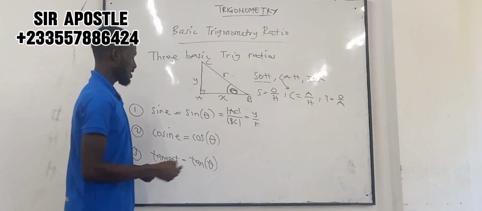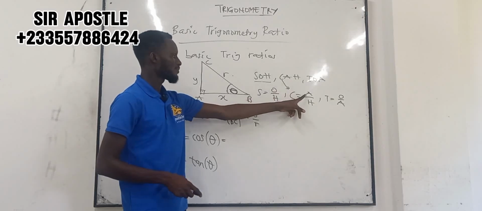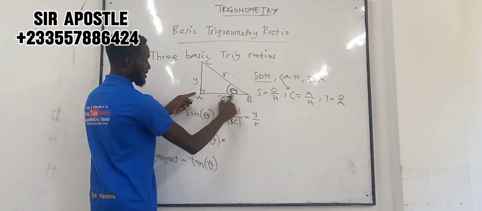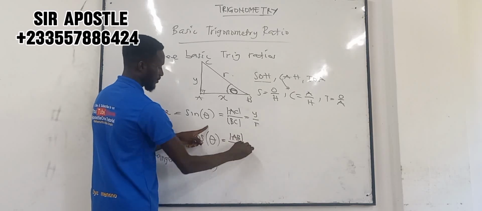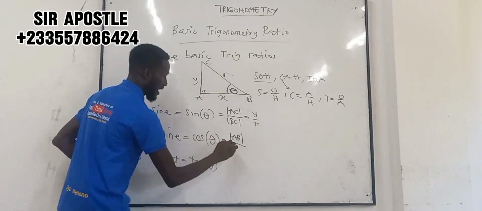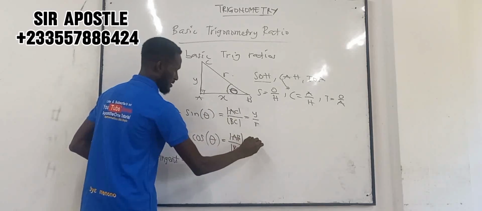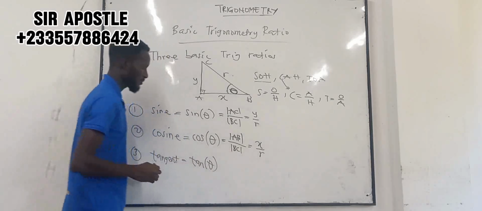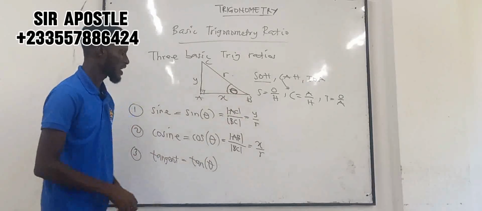of the right triangle. Now when we consider the cosine, it is CAH, and CAH is adjacent over hypotenuse. So the adjacent here is AB, divided by the hypotenuse, which is BC. Now what is AB? AB is X. And BC is R. Which means the cosine is X over R. That is adjacent over hypotenuse.